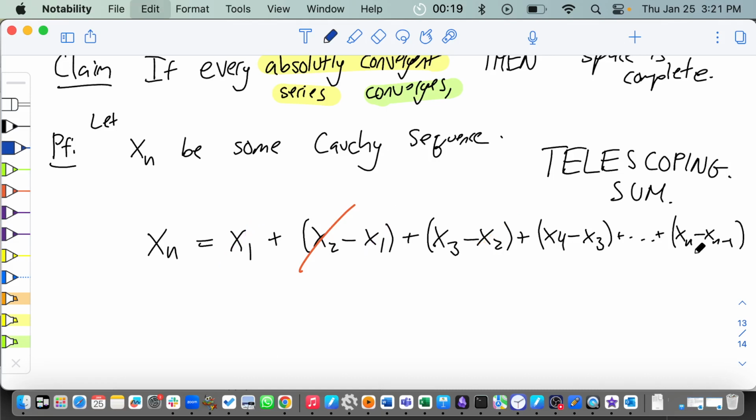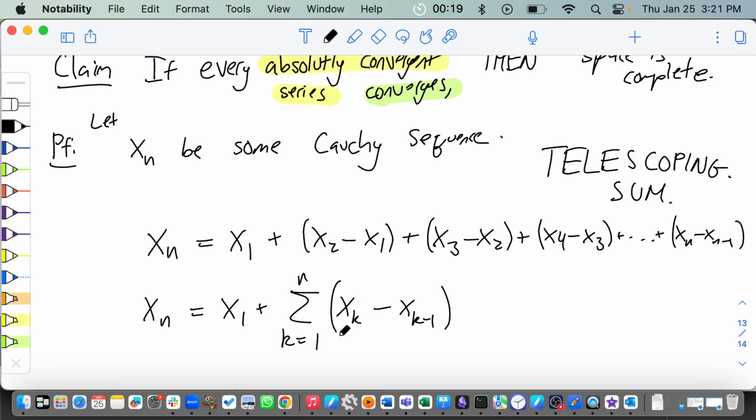Let me erase these little marks. Who's seen a telescoping sum before? Okay. So that's what we're doing. So those are the sum things. Great. And not only is it the sum thing, so I'm going to write x_n. It's x1 plus the sum, k going from, I guess, 1 to n, of x_k minus x_{k-1}. So there you go.